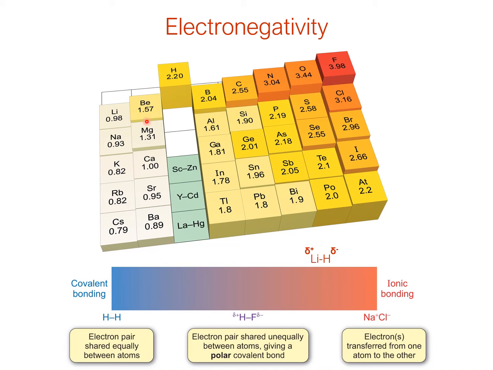And we'll come to it again later on, but you can see beryllium's actually got quite a high electronegativity compared to the rest of group 1 and 2. So that acts as a bit of a strange case.